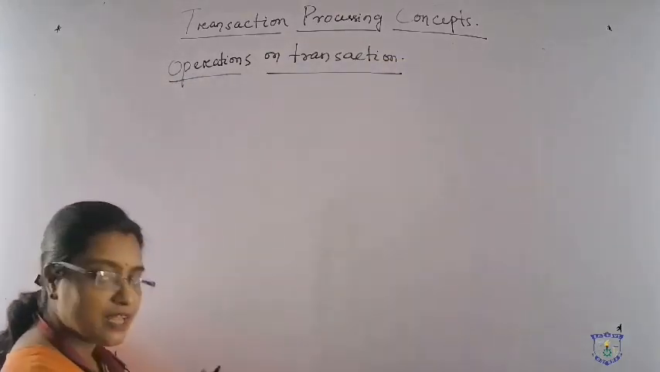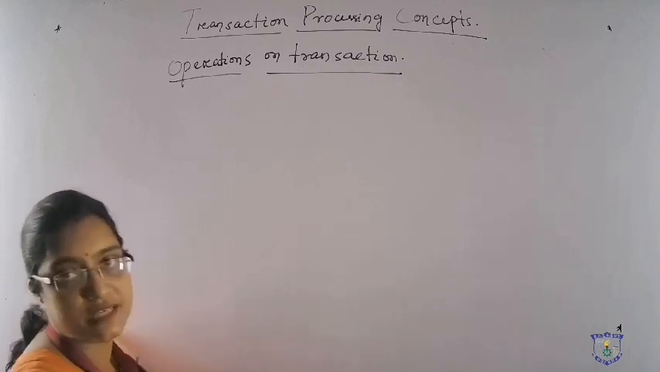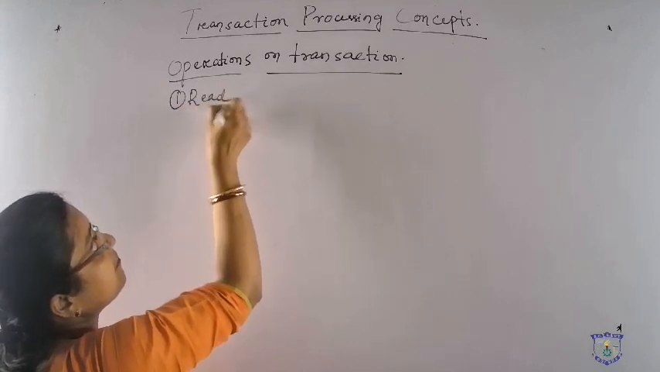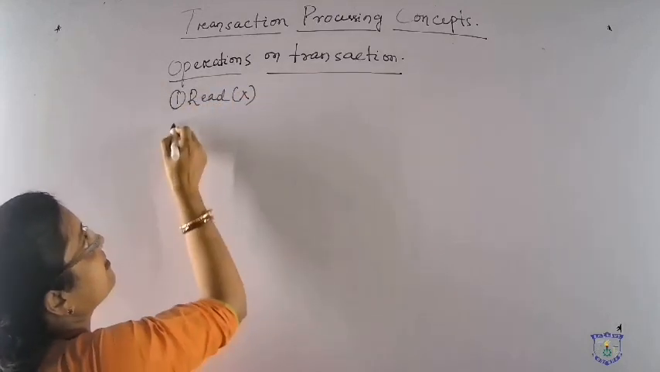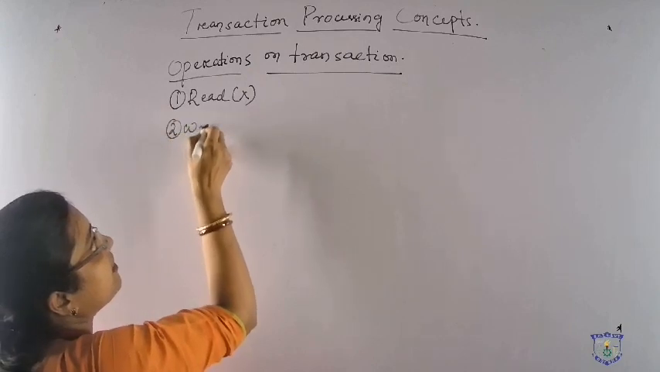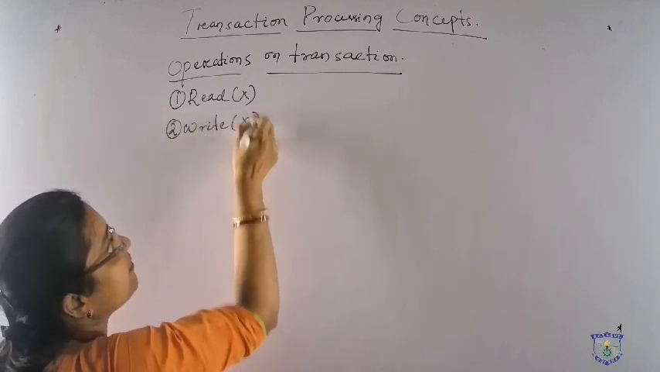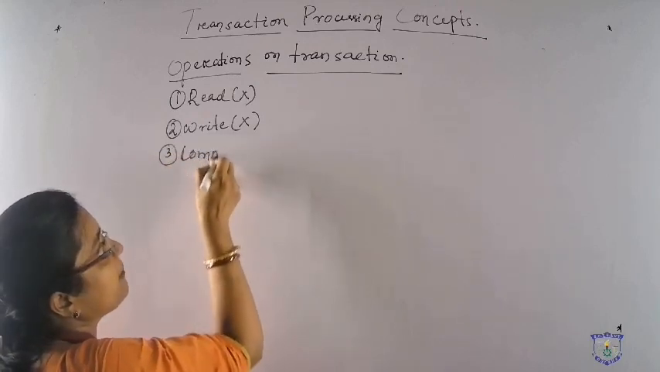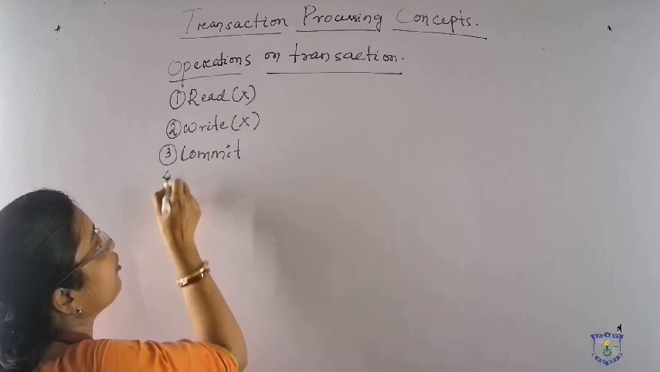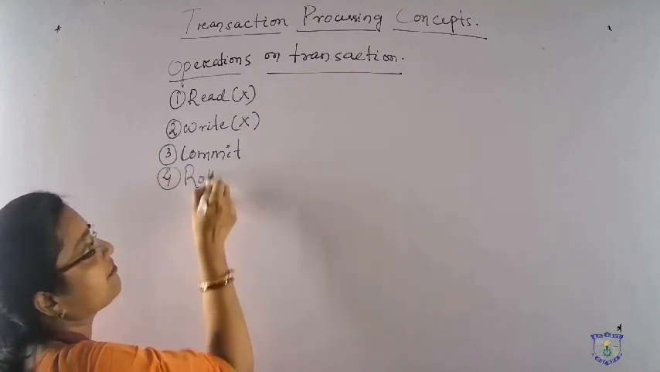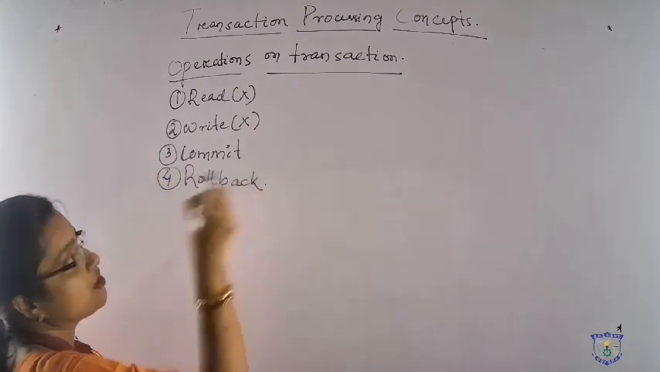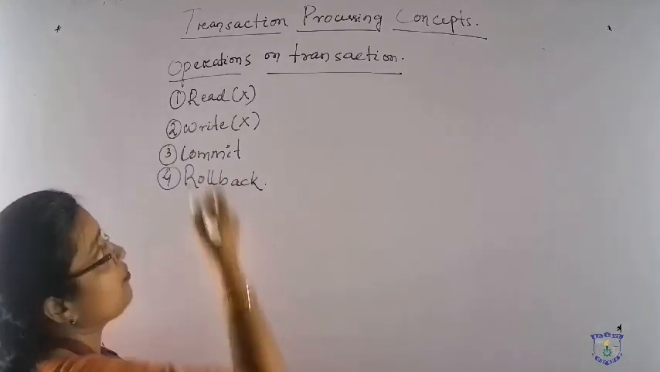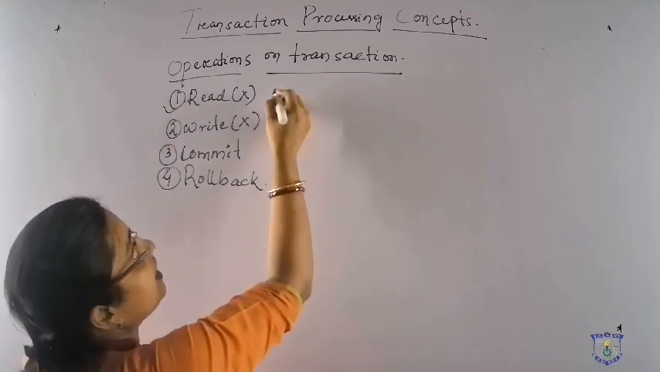Students, generally there are four major operations which are associated with transaction. The first one is the read operation. Second one is the write operation. Third one is commit. And the fourth one is rollback. So these are the four major operations which are associated with transaction. Moving on to the first one, that is the read operation.